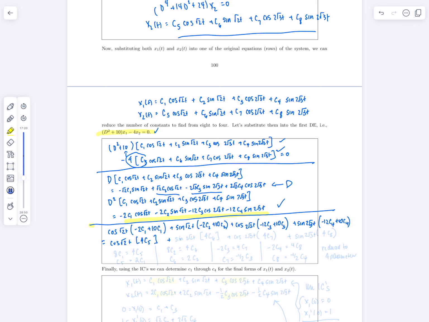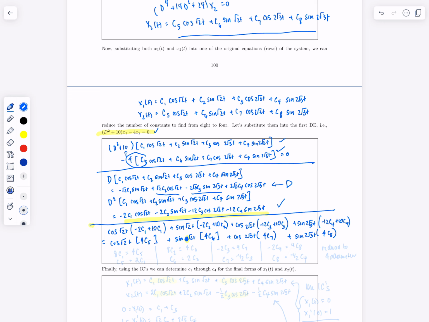Then keep going. On the right-hand side we'll have sine of square root of 2t multiplied by 4c6. And then over here we'll have plus cosine 2 on the square root of 3t times 4c7. See, it's just 4 times each one of those. We've pulled it over to the right-hand side. And then we'll have plus sine 2 on the square root of 3t times 4c8.